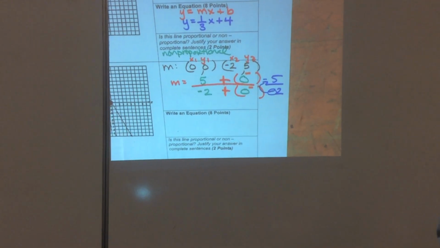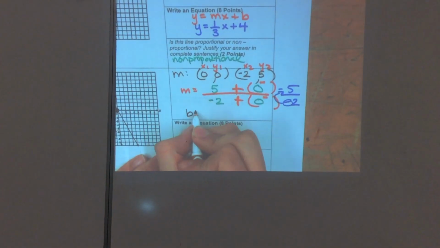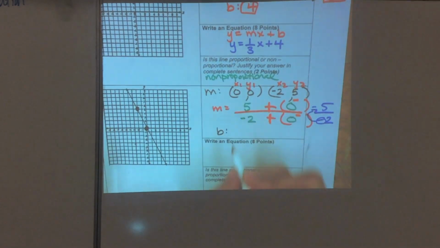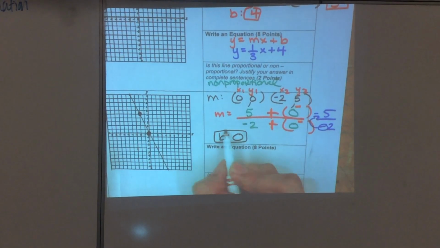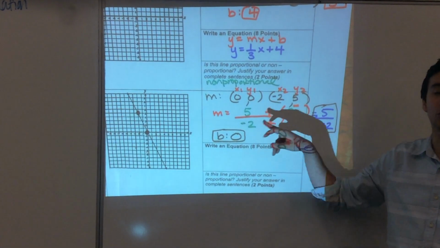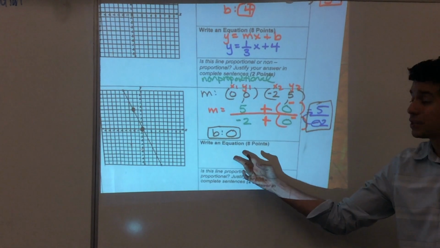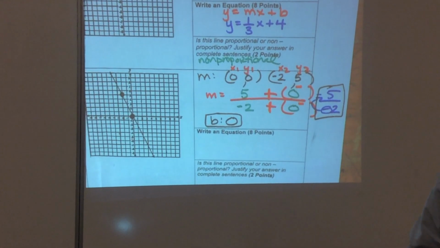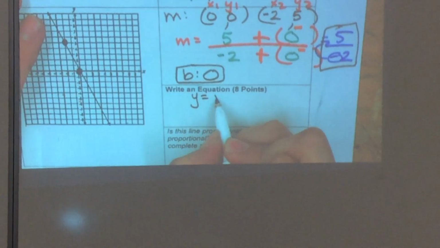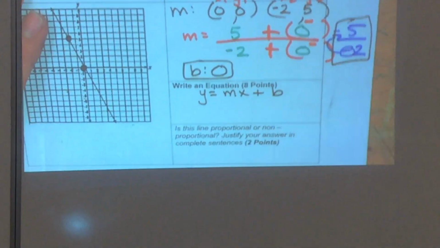Now, you need the big B. Big B is the other piece to the puzzle. In this case, how much is B? 0. So you already have all the pieces to the puzzle. No, this is not your answer. Put them together now. Because to write an equation, you go over y equals mx plus b.